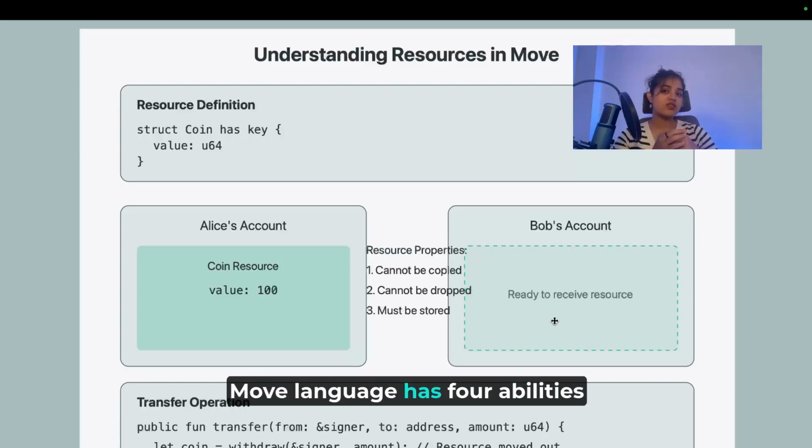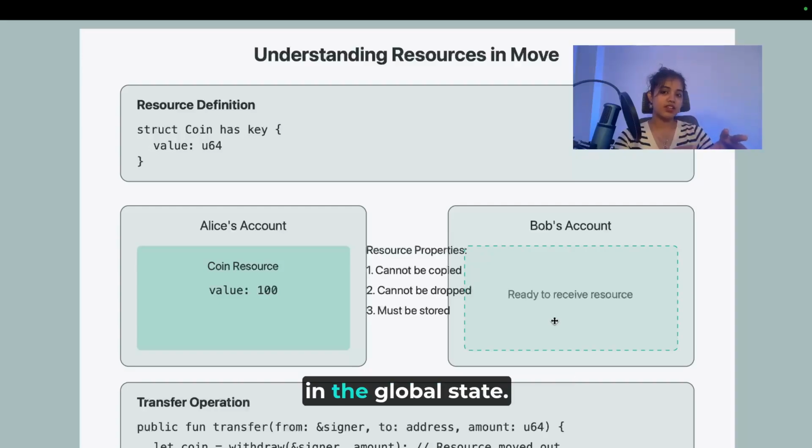Move language has 4 abilities which are defined: key, store, copy, and drop. The key ability allows the struct to be saved somewhere in the global state. The store ability allows the struct to be saved under another struct. And the copy and the drop abilities are the ones that we are mostly concerned about.